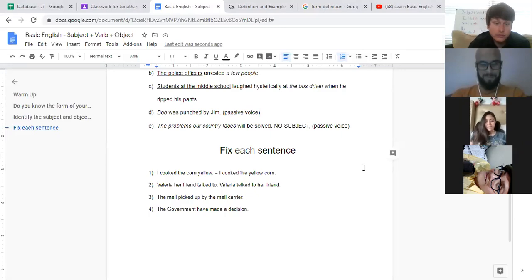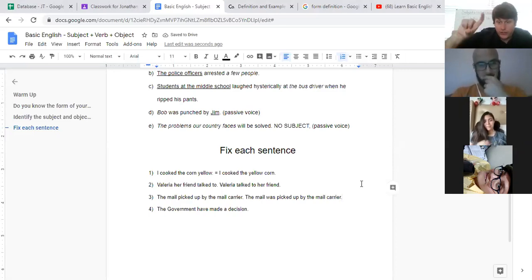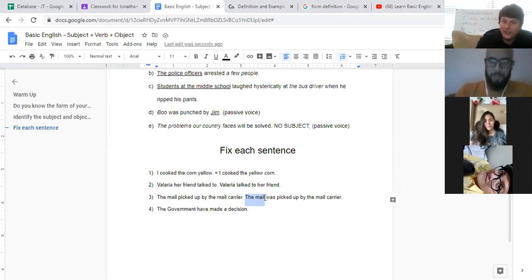The mail was picked up by the mail carrier. Yes, was picked up by the mail carrier. Remember the passive voice. This is just a variation of the sentence structure of English, right? This is passive voice. The mail is the object of the sentence. The mail carrier is the subject. So with passive voice, we have the auxiliary, and then we have the past participle, was picked up. Phrasal verb, same as other verbs.